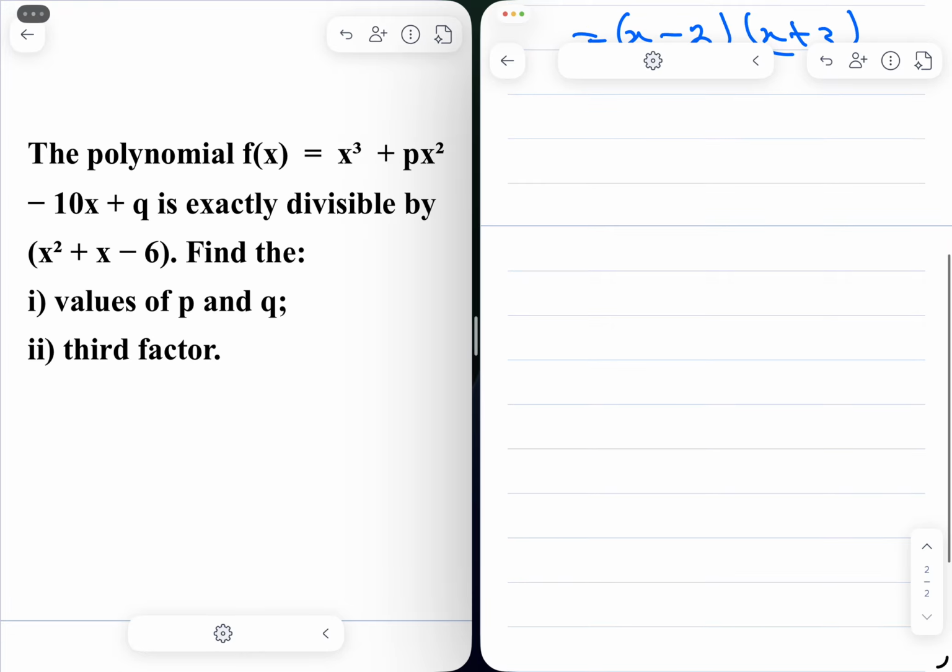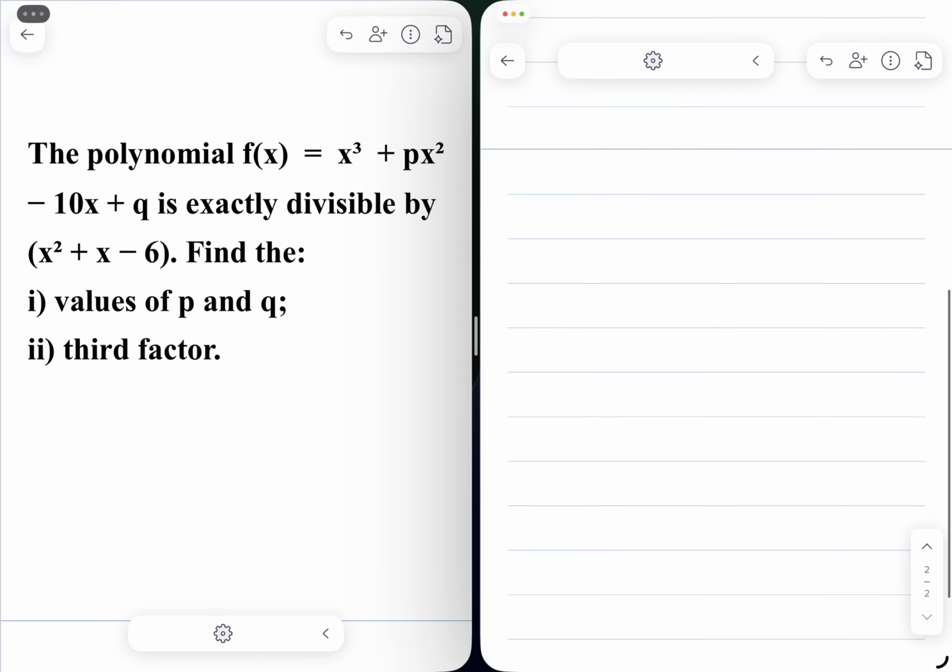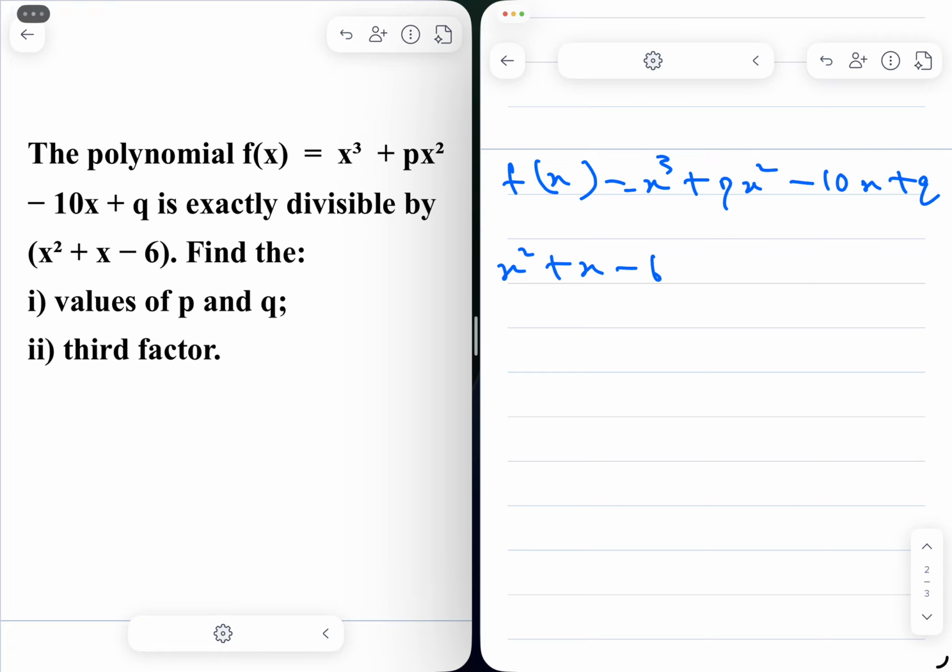The polynomial f of x, which is equal to x cubed plus px squared minus 10x plus q, is exactly divisible by x squared plus x minus 6. That simply means x squared plus x minus 6 is a factor of the polynomial f of x.